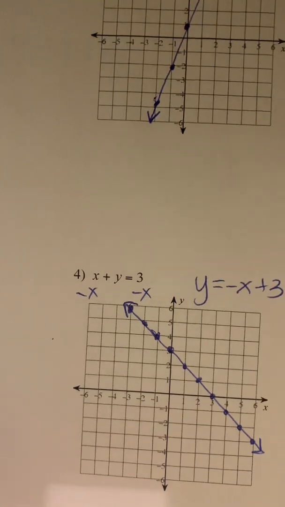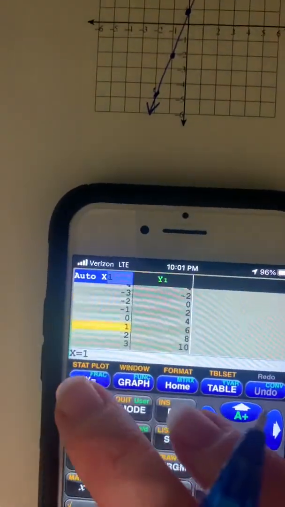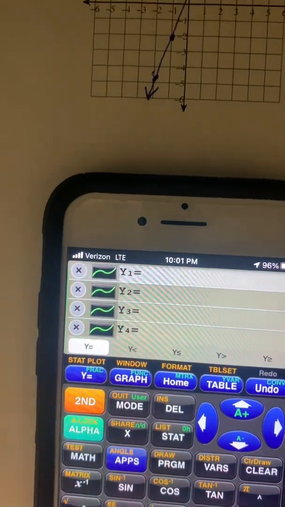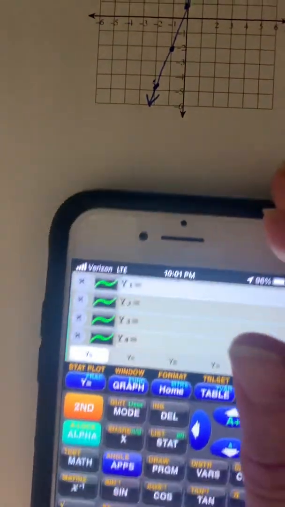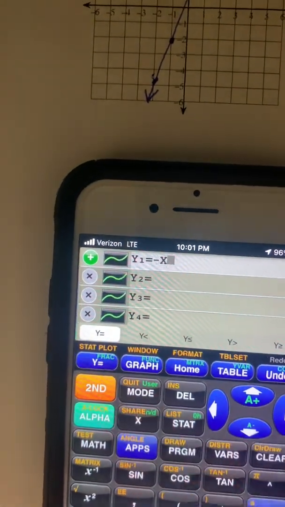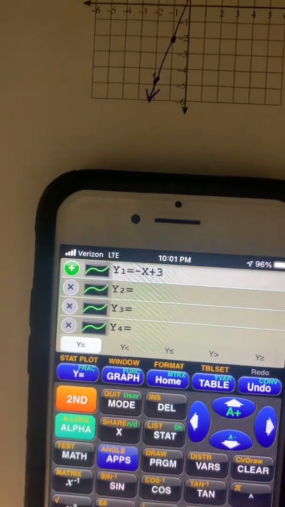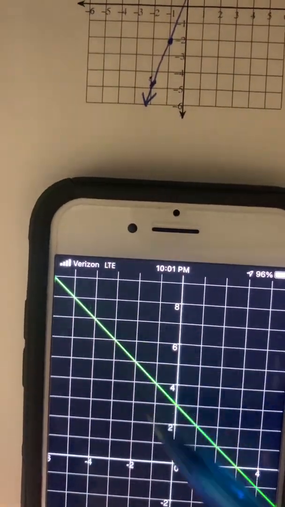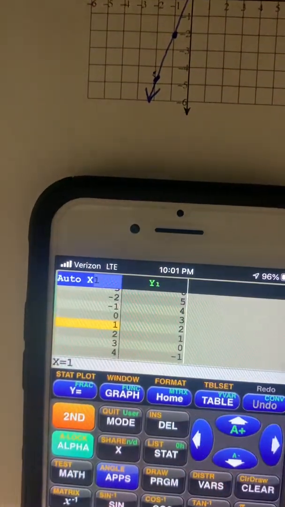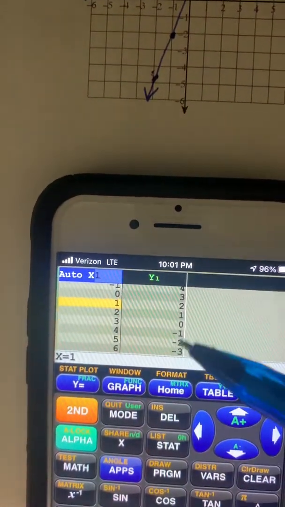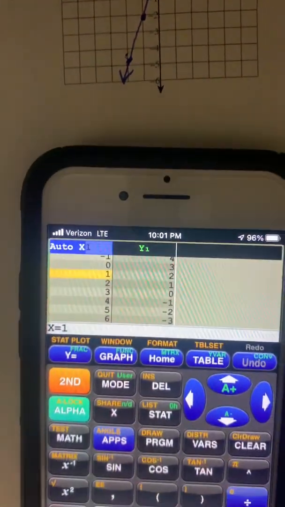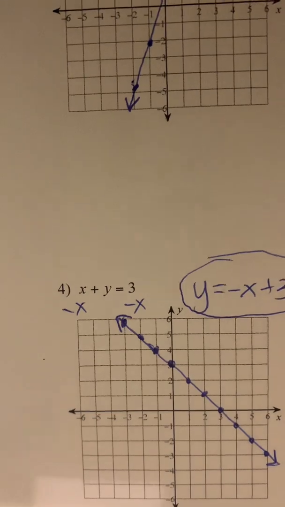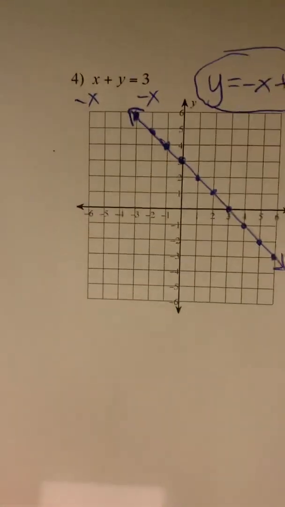All right, one more time on the phone. Y equals, clear it. I again have to type in the one that's solved for y, negative x plus 3, negative x plus 3. I can go to my graph to look at my graph. And I can go to my table to get my points. And these are the same points that were on this table. Okay, same exact points. And that's what you need to do to be able to graph using a table. Now, I'm going to give you one more.